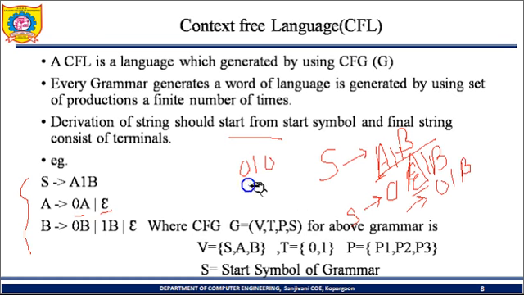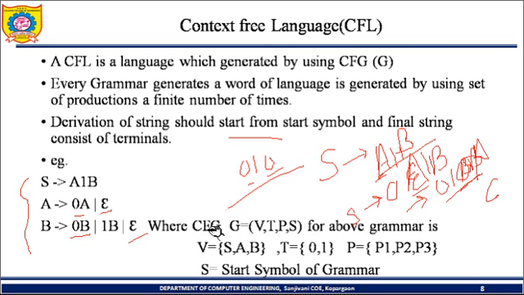Now 01 is over. Now I want to generate 0, so B should be replaced with 0B. Whenever I replace B with 0B, then 010 is formed, but B remains. So I need to replace that B with epsilon because the string is over. That's why derivation of a string should start with the start symbol, and the final string consists of only terminals. So this B is replaced with epsilon, and now in the final string only 010 is there, and that is nothing but the terminals.